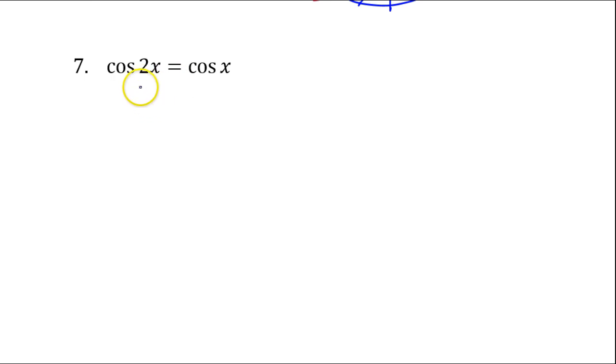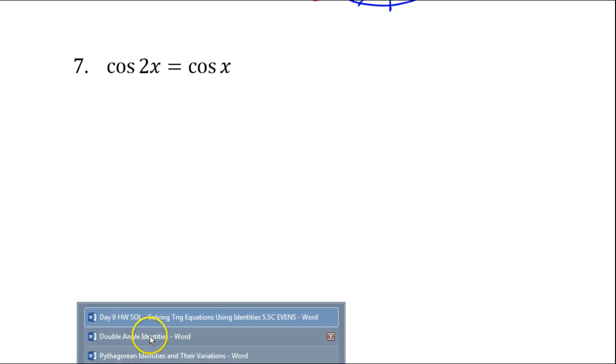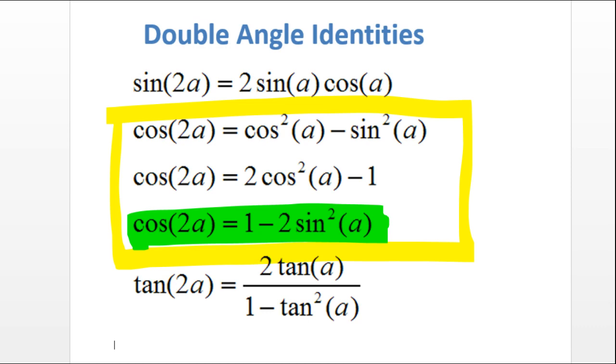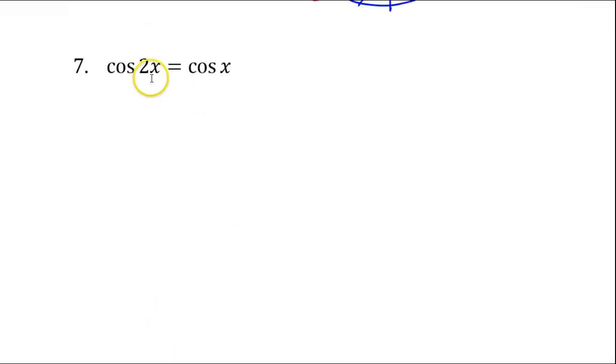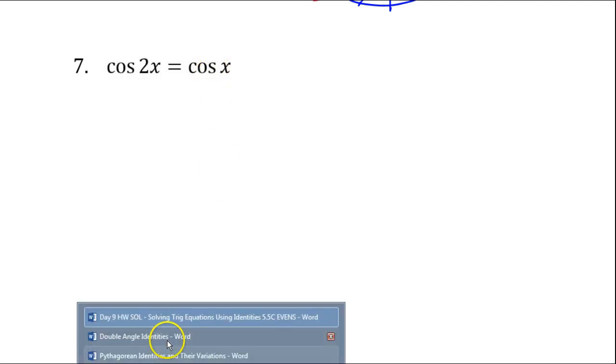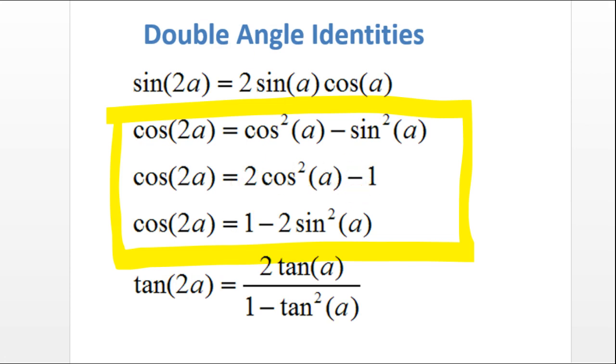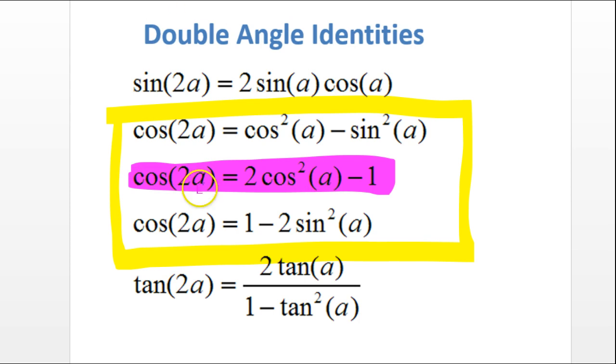Problem number 7. Looks like we're going to get to use our double angle formula again. Now remember, cosine has 3 different versions of the double angle identity. The first version involves cosine and sine. The second version gives you only cosine, and the third version gives you only sine. So you can pick the one that you need. Considering that the other side of the equation has cosine, I recommend picking the version that will give you cosine. So for this problem, I'm going to pick the middle version, because it will give us cosine. So cosine of 2x will equal 2 cosine squared x minus 1.